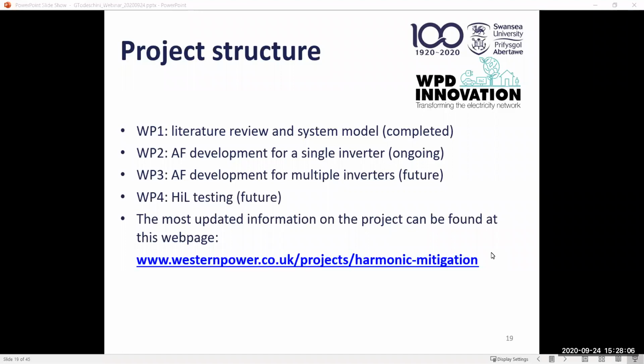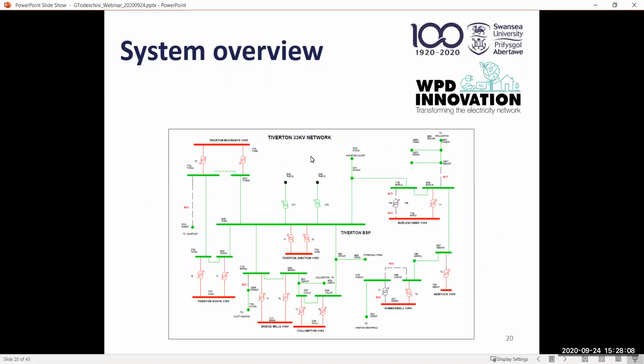As I mentioned earlier, for this project, we are studying a part of the Western Power Network. So in this network, essentially, we have a main bus bar at 33 kilovolt, and then we have the supply at 132 kilovolt, and I think it's 11 bus bars at 11 kilovolt. And in this network, there are 3 PV farms connected to the 33.